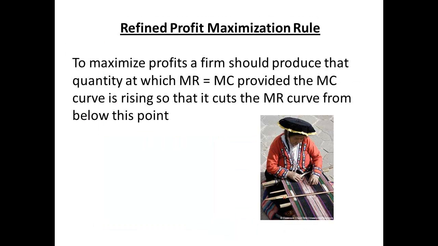We now revise our rule slightly. To maximize profits, a firm should produce the quantity at which MR equals MC, provided that the MC curve is rising so that it cuts the MR curve from below this point.